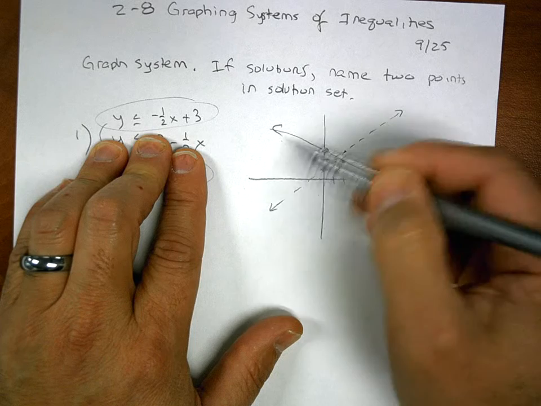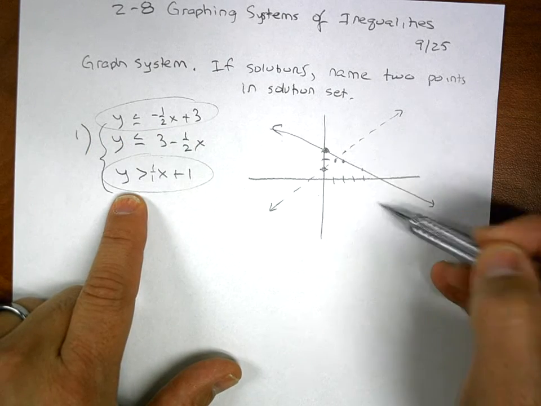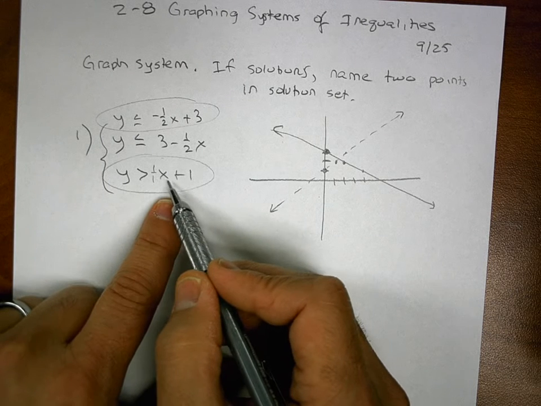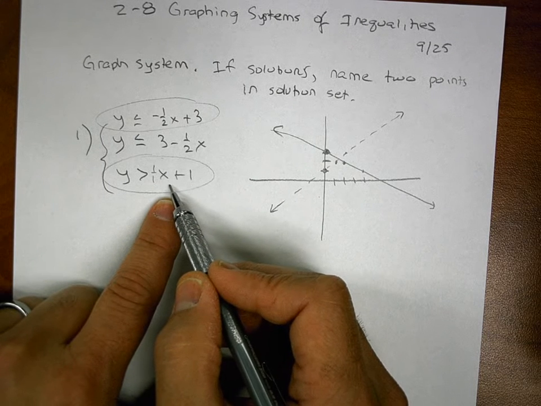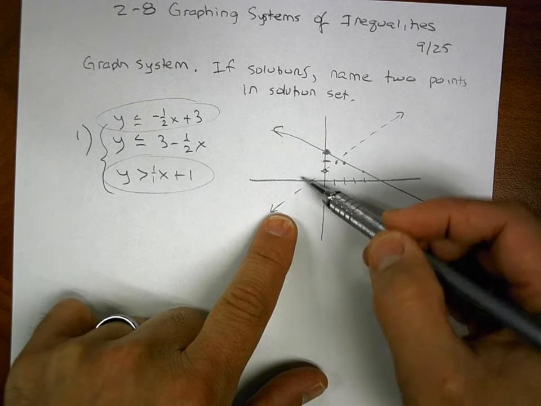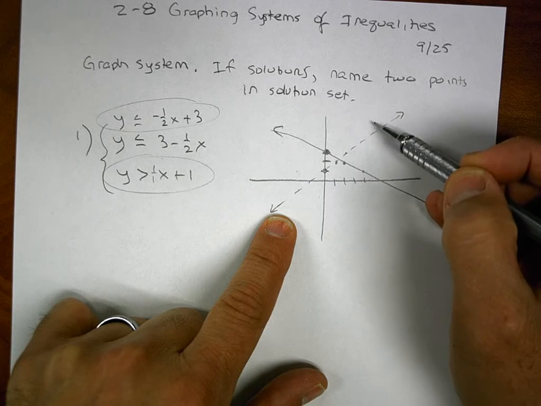I'm not going to shade it yet. And then, let's go to this one. So it's everything below there. But this one says y is greater than this dotted line. So do we shade above or below? Above. Y is greater than. So we'd shade above. So pick a point just above. So it's everything above there.